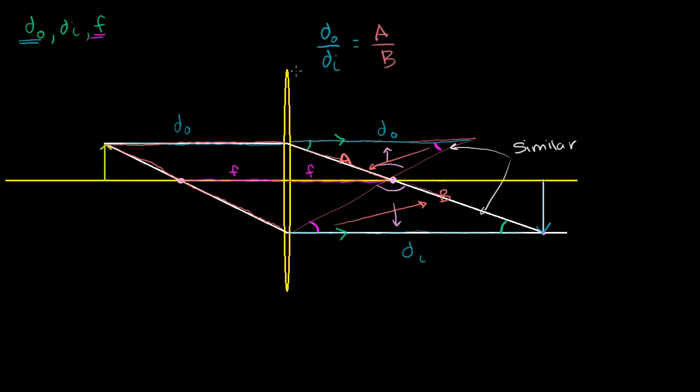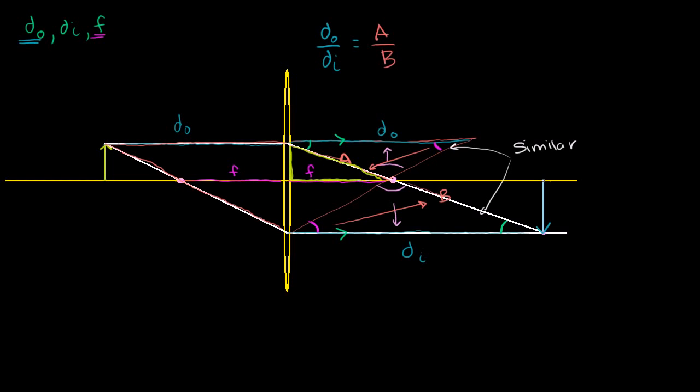So that's interesting. We've been able to relate these two things to these two arbitrary lengths, but we need to somehow connect those to the focal length. To connect them to a focal length, what we might want to do is relate A and B. A sits on the same triangle as the focal length right over here. So let's look at this triangle that I'm highlighting in green.